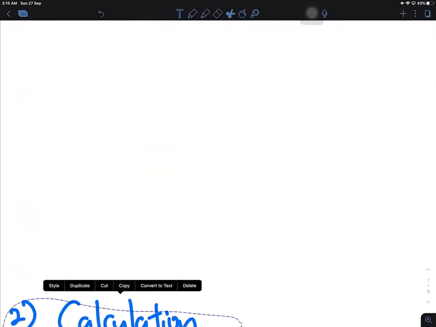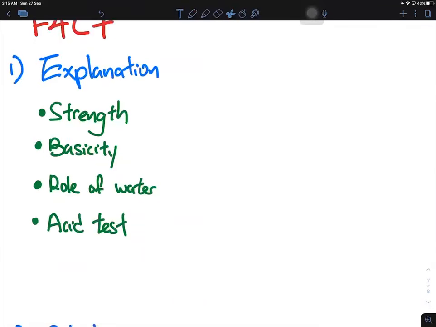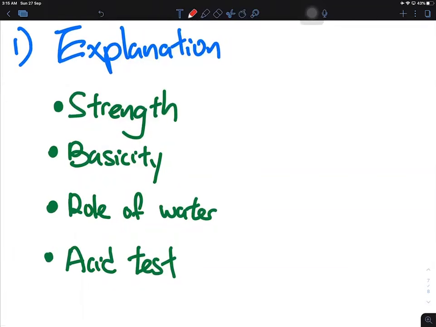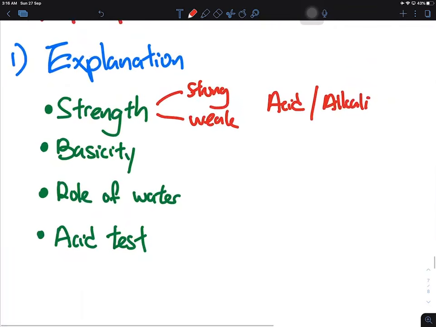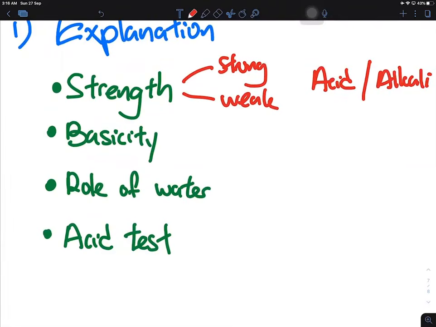explanation. So you got to know how to explain the difference between acid and base in terms of their strength. So strength means it can be a strong or it can be a weak acid or alkali. So that means you have to be able to explain the difference between a strong acid and weak acid, or the difference between strong alkali and weak alkali. Then the next thing we are going to explain is the basicity of acid.